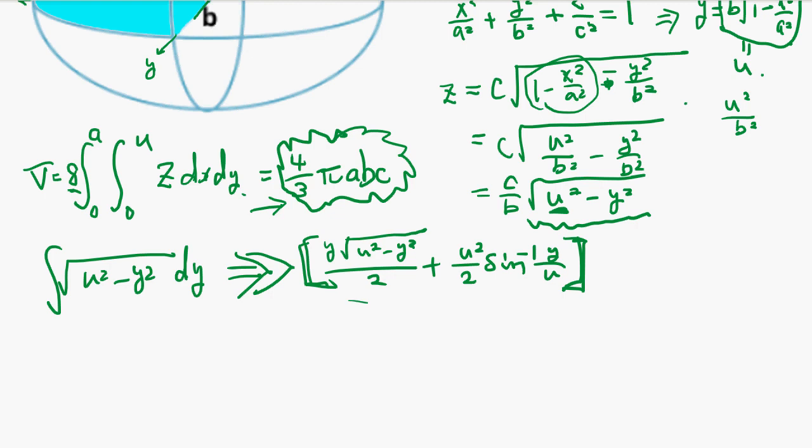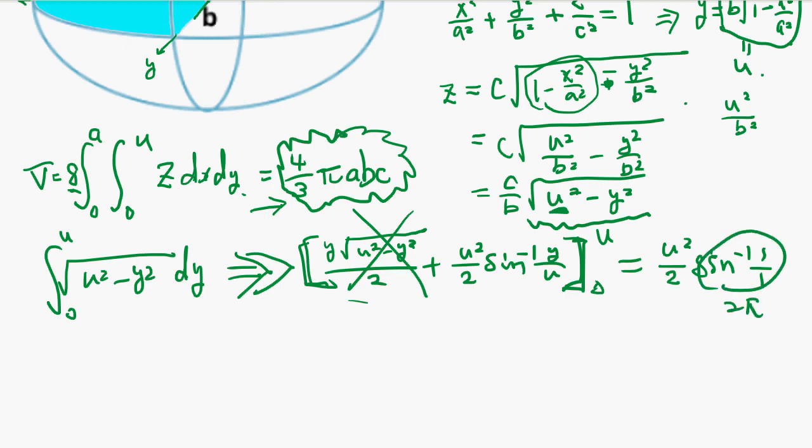So what we need is 0 to u, right? And if you put in u, it's 0. If you put in 0, this is 0. So this will disappear. So it's going to be only u squared times inverse sine of 1. And what is this? This is pi over 2, right? So it equals u squared pi over 4. It's getting cleaner.